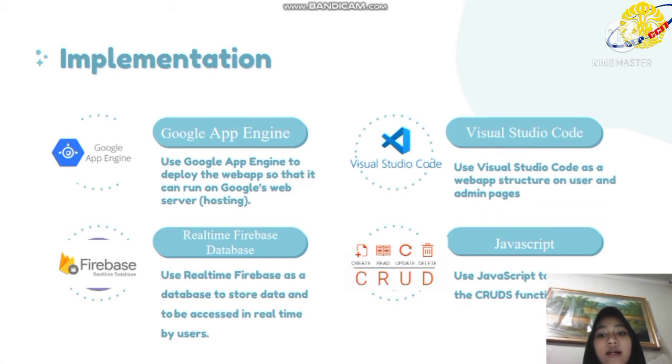Okay. In this project, we use several components, namely implementation one, Google App Engine. Use Google App Engine to deploy the web app so that it can run on Google's web server hosting. And number two, Firebase Realtime Database. Use Firebase Realtime Database to store data and to be accessed in real time by users.